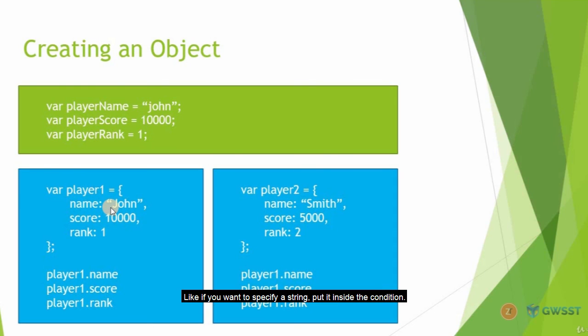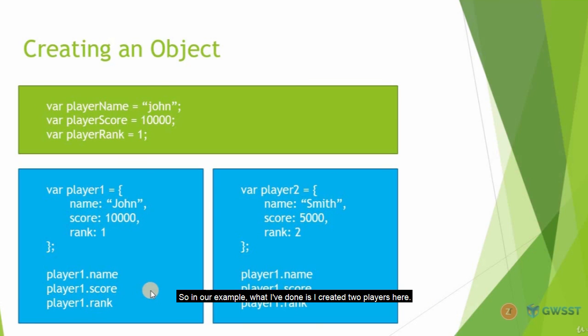Like if you want to specify a string, put it inside quotation marks. If you want to specify a number, just write it. And if you want to write a function, just give a name and write the function. And if you want to call the details of that specific object, all you have to do is simply say player1.name. So you take the object name, put a dot sign, and call the property. If you want to get the rank of that player1, simply say player1.rank.